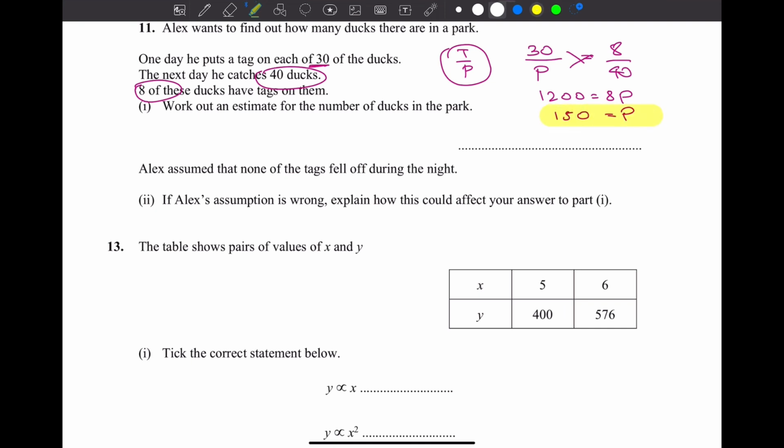Okay, assume that none of the tags fell off. If the assumption is wrong, what will happen? Okay, if you assume some of the tags fell off, you are basically having an overestimation.